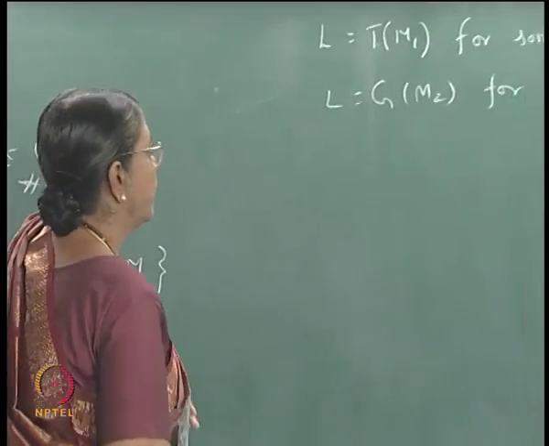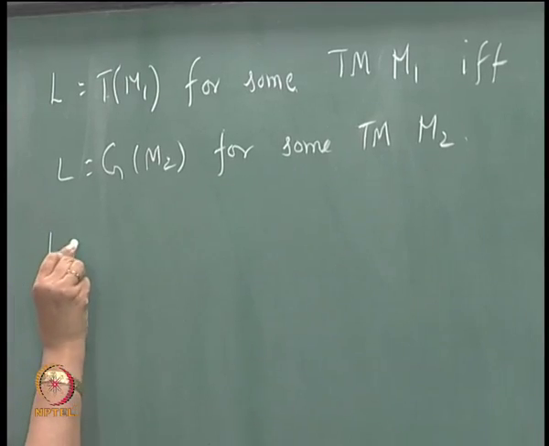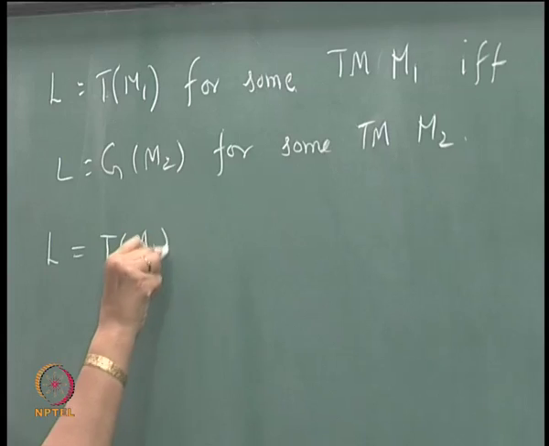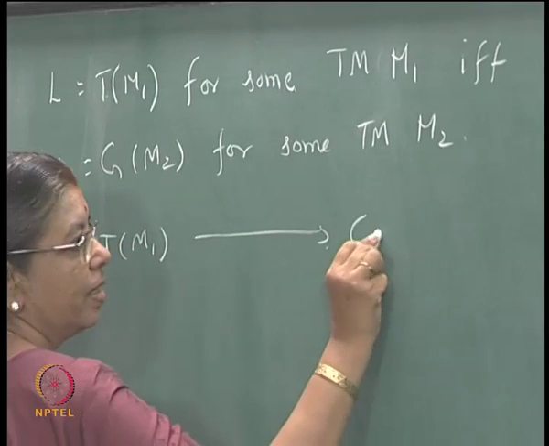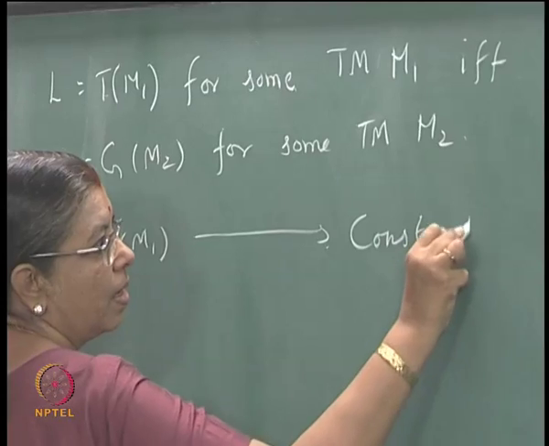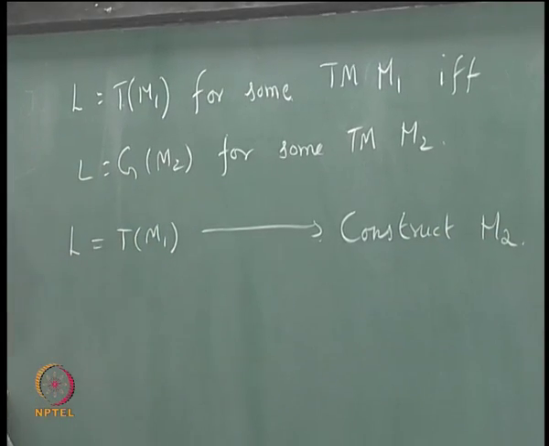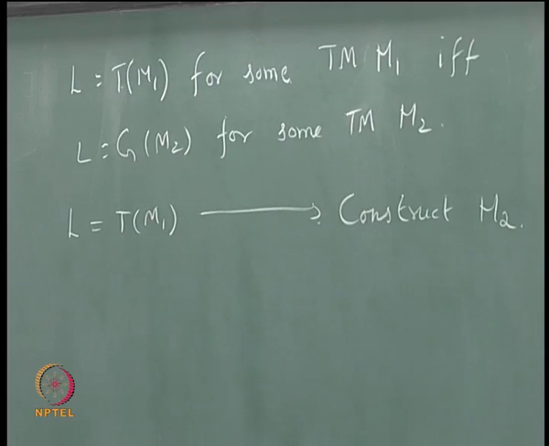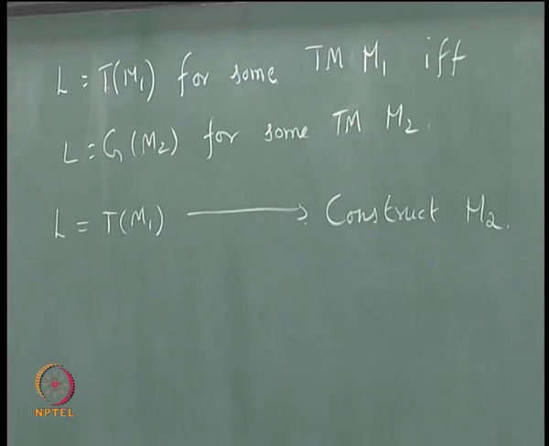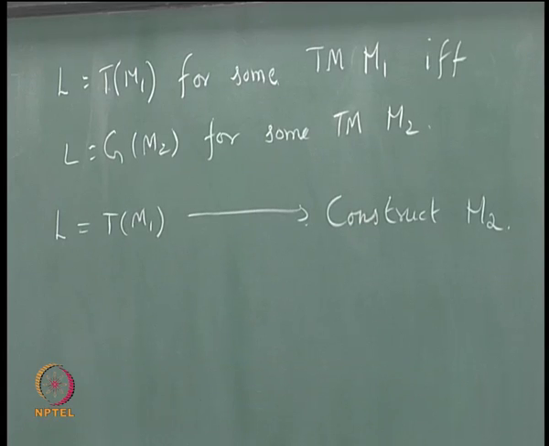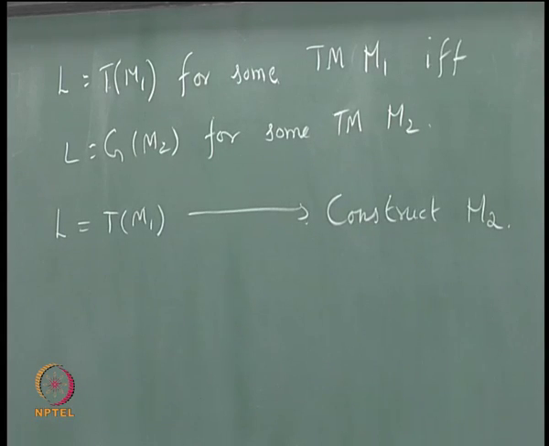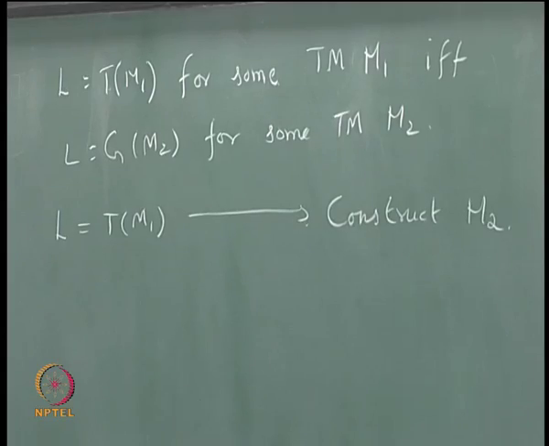So, we have to prove in two directions. One: L is equal to T of M1, then construct M2. Then the other way around: L is equal to G of M2, then construct M1. So, the second portion we will take first.